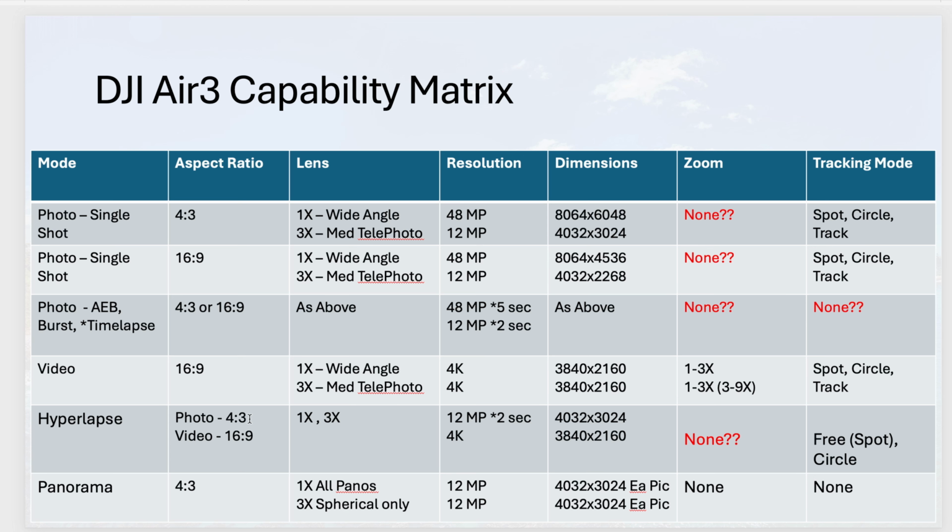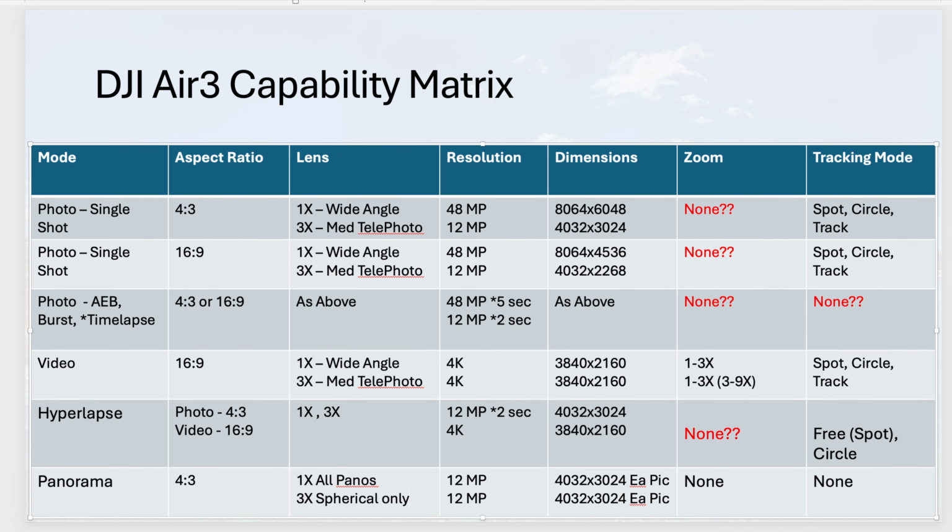It takes a photo in 4:3 and it makes a video in 16:9, and again, it has no zoom control. It does have an intelligent flight mode of free and circle, and as far as being able to track. And with regard to the panoramas, they also only take photos in low resolution. They only take photos using the wide angle, except for the spherical capability. So I hope that helps. It definitely helped me try to understand all that.